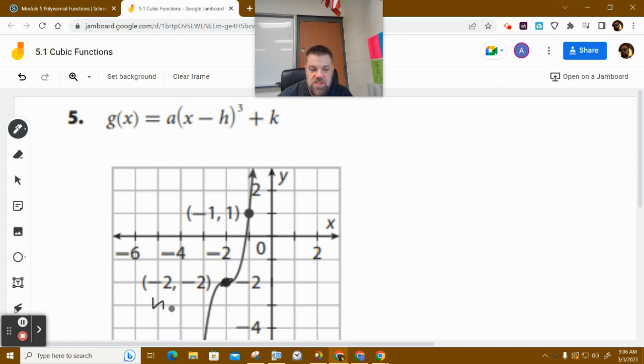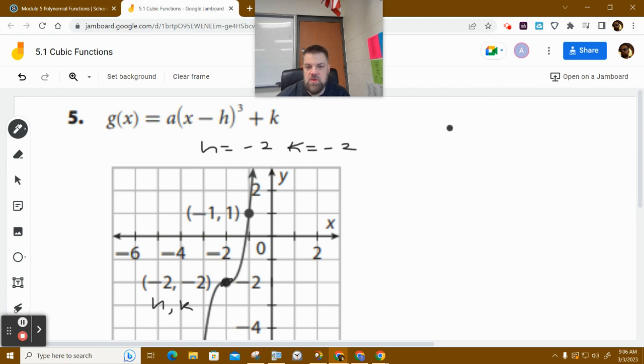This is H comma K. The inflection point is H comma K. They don't want me to do this because we kind of have an early release day. So then I know that H is equal to -2. I know that K is equal to -2.